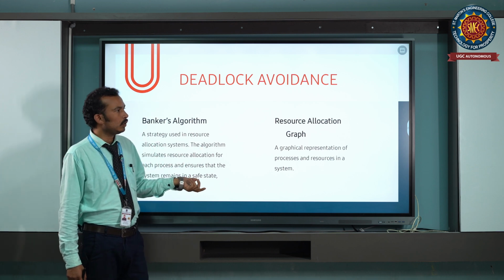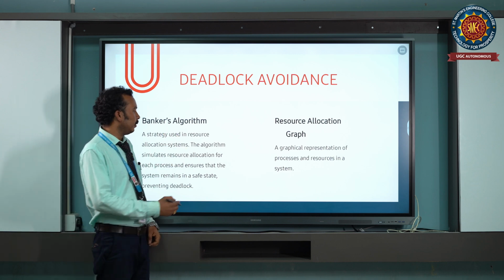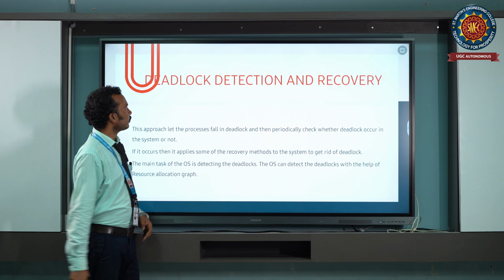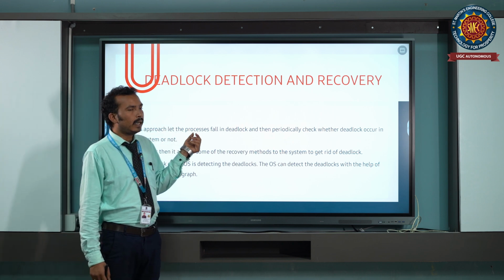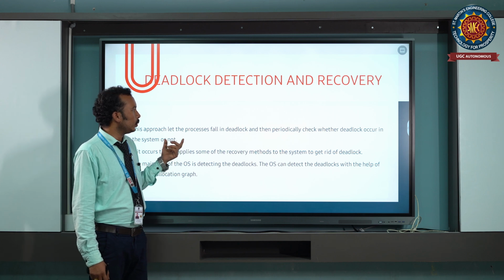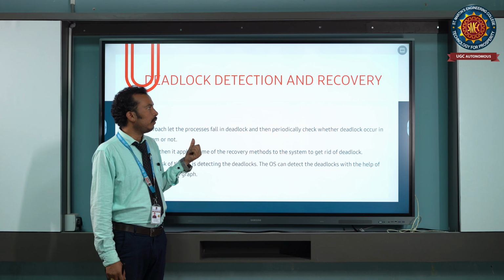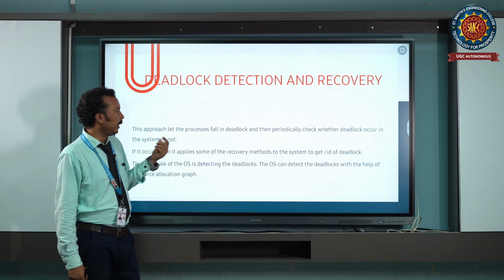These two methods are used to avoid the occurrence of deadlock. Next, another method is deadlock detection and recovery. This is also one of the methods we use to detect the occurrence of a deadlock, and we can recover from that deadlock.